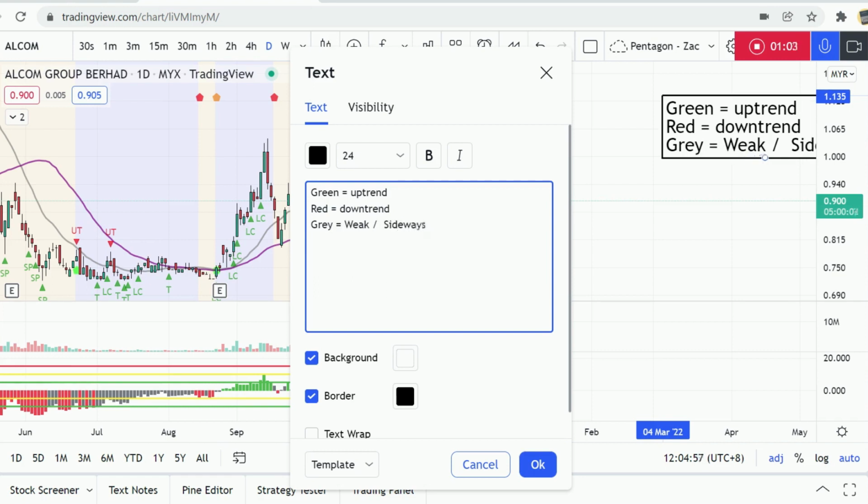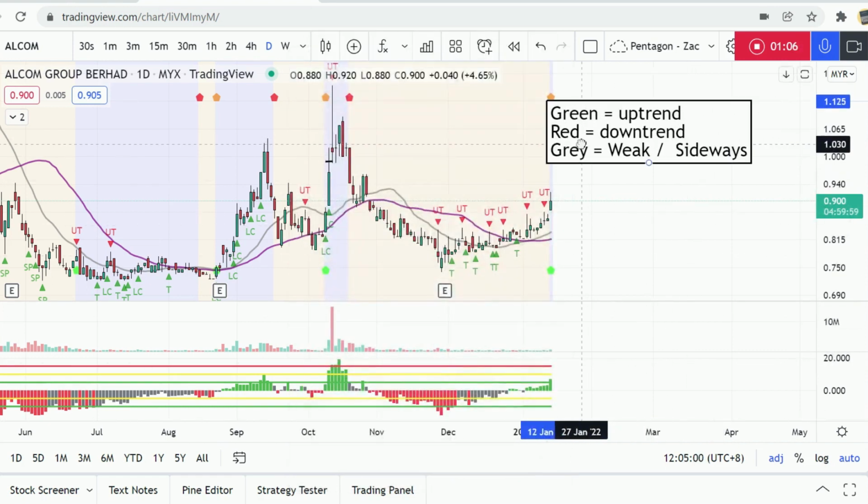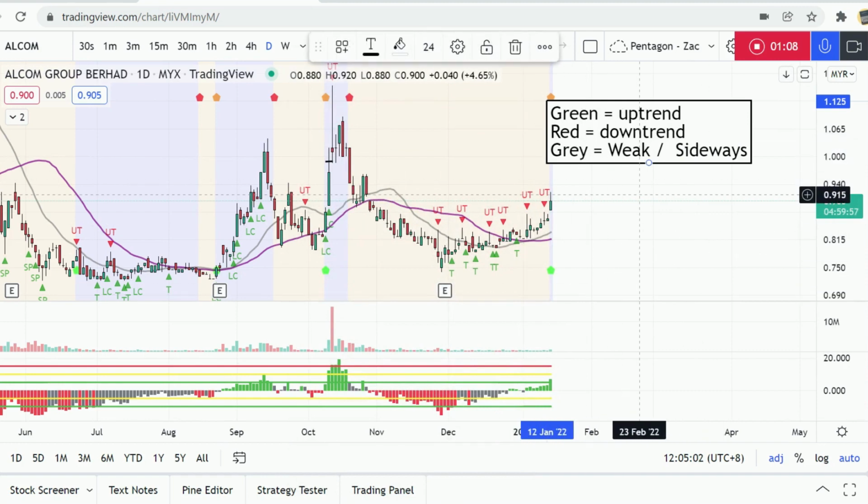Now, for me, I use this information to look at it in a different way. Sometimes the gray might be a potential pullback. Again, you have to check the background, and I'm going to explain that later on. By using this information, we roughly know where the momentum currently is for this particular stock.